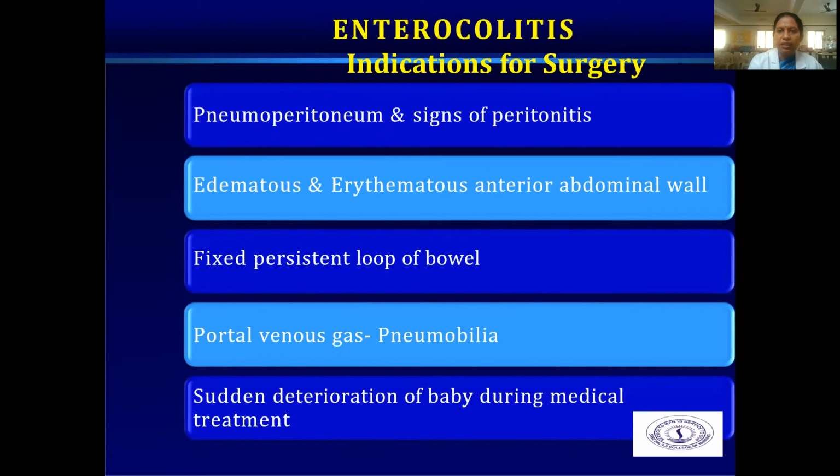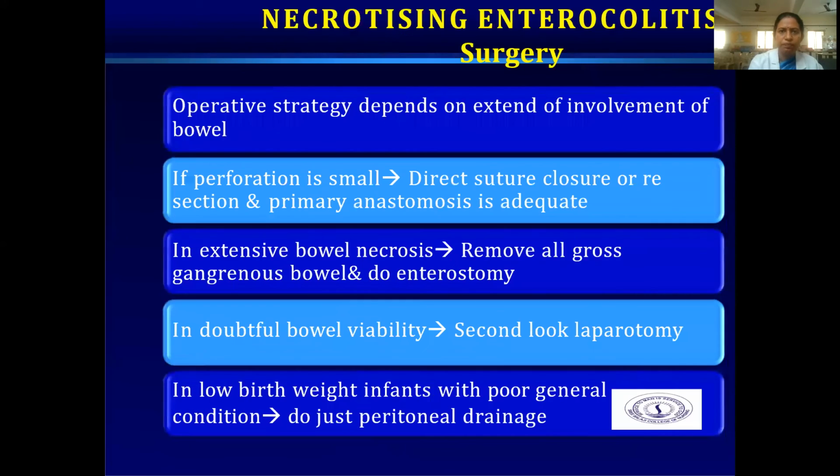Edematous and erythematous anterior abdominal wall, fixed persistent loop of bowel, portal venous gas, pneumobilia. Portal venous gas is called pneumobilia. Sudden deterioration of baby during medical treatment. So these are the indications for surgery: when there is pneumoperitoneum or signs of peritonitis, edematous or erythematous anterior abdominal wall, or when there is a fixed persistent loop of bowel or portal venous gas. In all these conditions, these are indications for surgery.